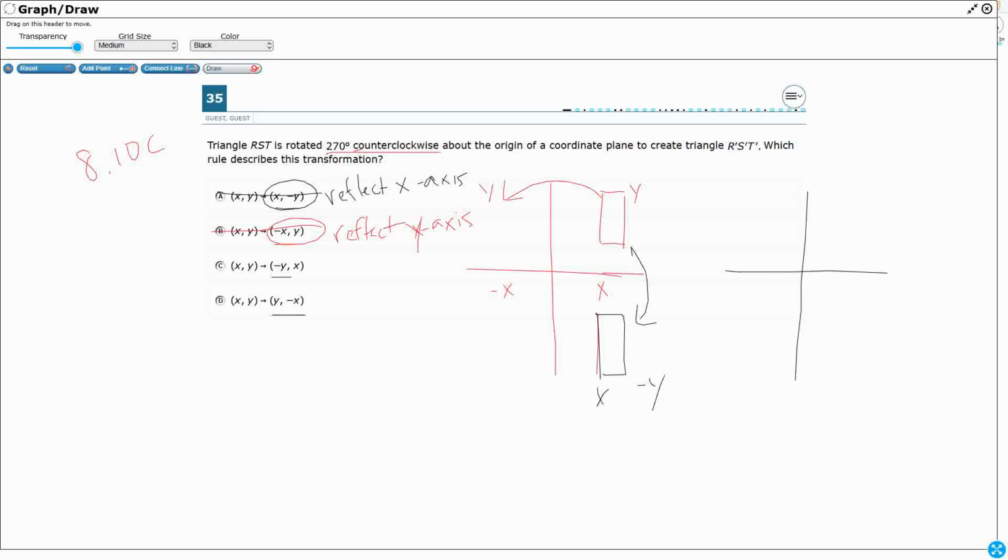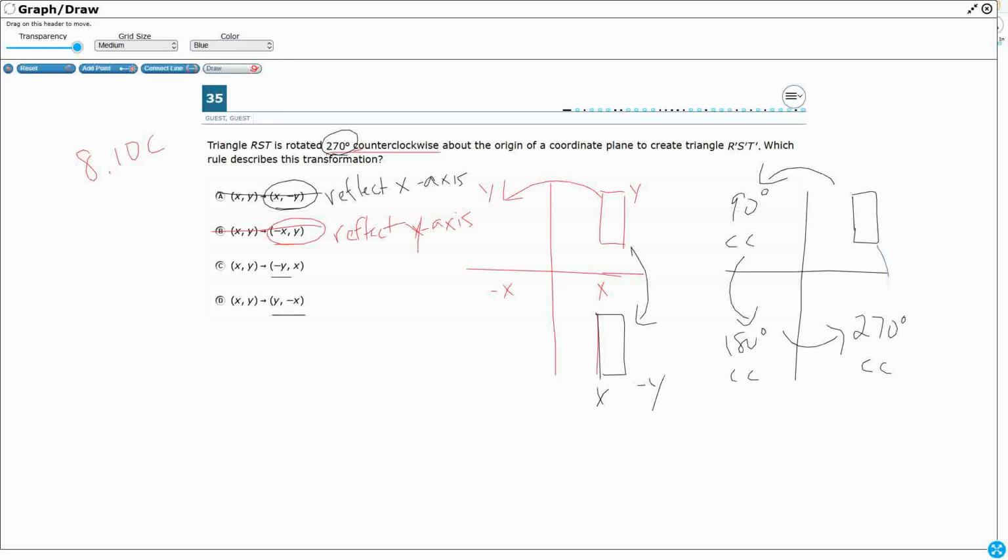So let me draw a new shape here. Now, 270 degrees counterclockwise. Let's talk about what that means. Counterclockwise means against the way of the clock, right? So this is 90 degrees counterclockwise. This is 180 degrees counterclockwise. So this is 270 degrees counterclockwise.